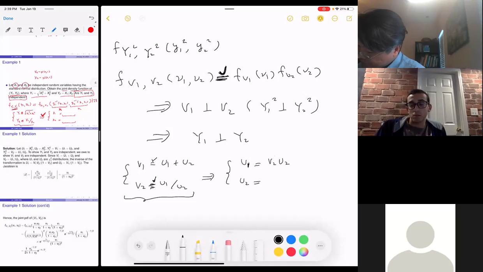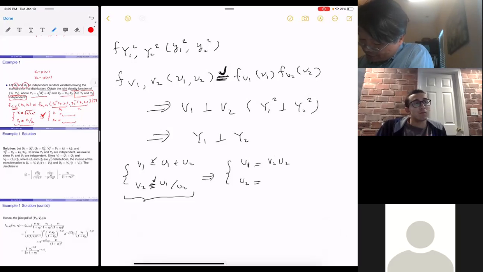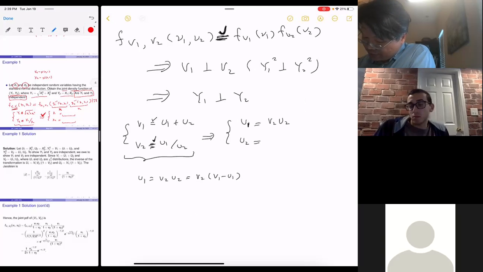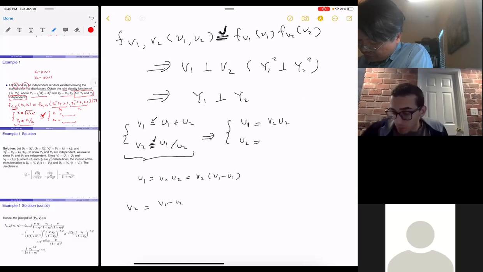And then U2 is what? So V1, hold on, V1 is U2. Okay, it looks like it's not as easy as I think. So U1 is V2 times U2, and then V2 times U2 is V1 minus U1. I'm getting a circle right now, right? So let's solve the linear equation then. V2 equals V1 minus U2 divided by U2.